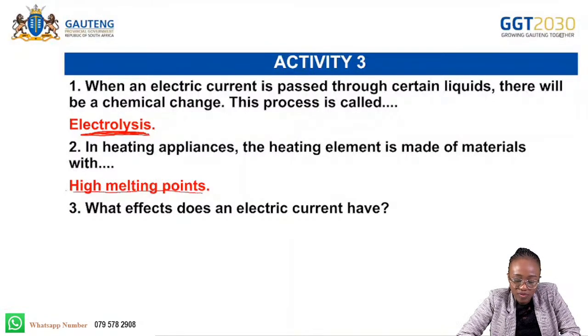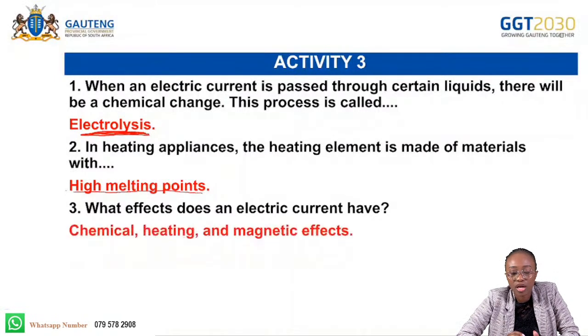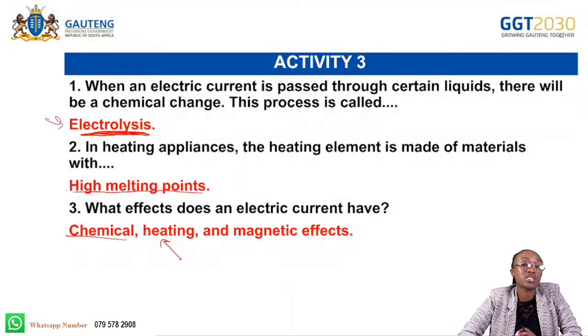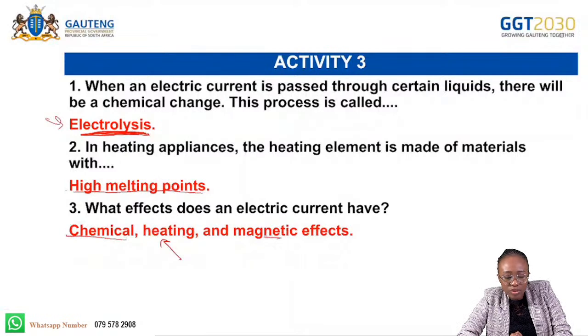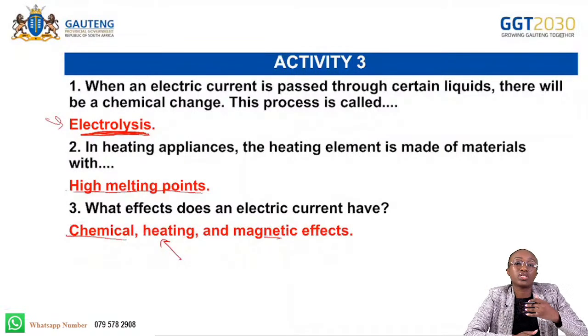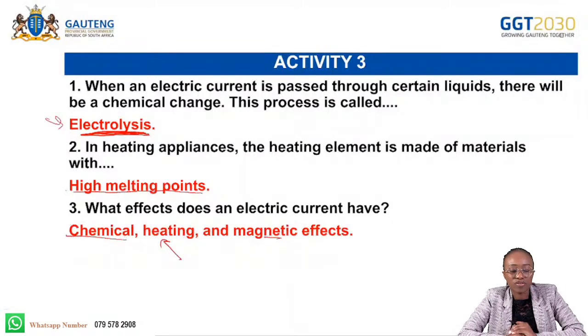And then what effects does an electric current have? It has chemical effects for the process of electrolysis. It has heating effects. These heating effects are taken advantage of in certain heating appliances, your heaters, your geysers, and your electric kettles. And it has a magnetic effect. This is when an electric current, when it is flowing through a conductor, tends to create a magnetic field around it.